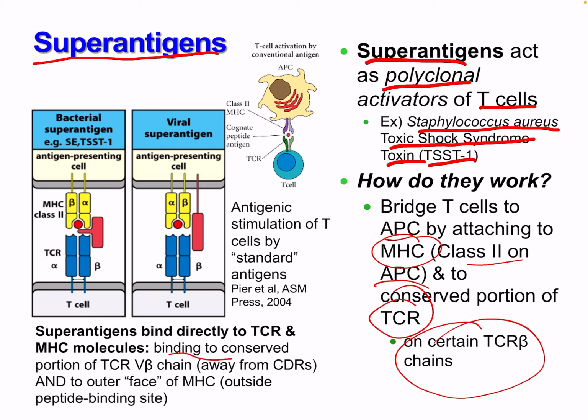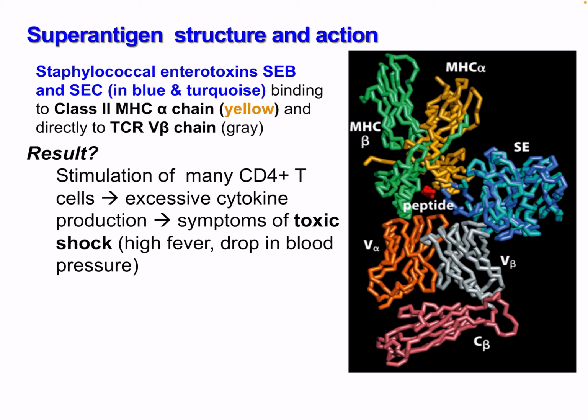You can see here binding to the conserved portion of the T cell receptor variable beta chain, away from the CDRs and to the outer face of MHC. See that here? Bacterial superantigen and viral superantigen. You can see there's a difference in binding. So, structure and action. The example here is Staphylococcus aureus enterotoxin, SEB and SEC. In turquoise, they bind to the class 2 MHC alpha chain, seen in yellow here, and directly to the T cell variable beta chain in gray.